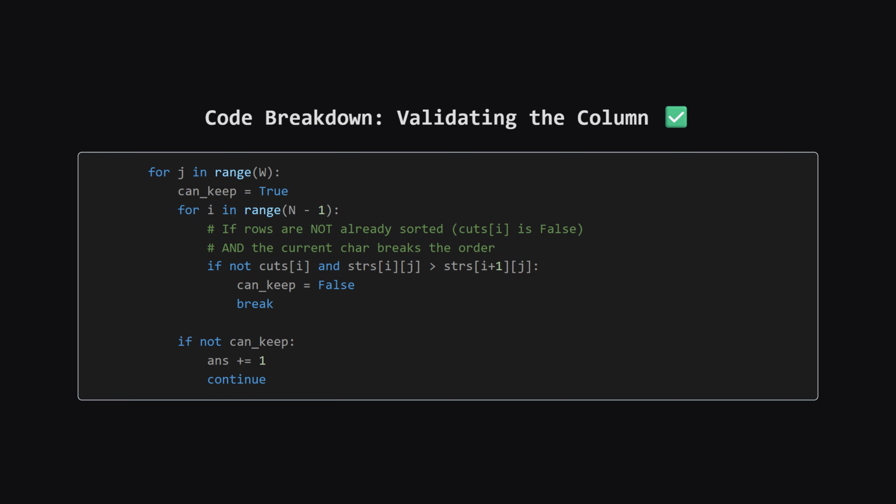If they are already strictly sorted, cuts at I would be true, and we wouldn't care. But if they are equal so far, we must check the current characters. If the character at row I is strictly greater than the character at row I plus 1, we have a problem. The order is broken. We flag can keep as false, break the inner loop, and increment our deletion count.